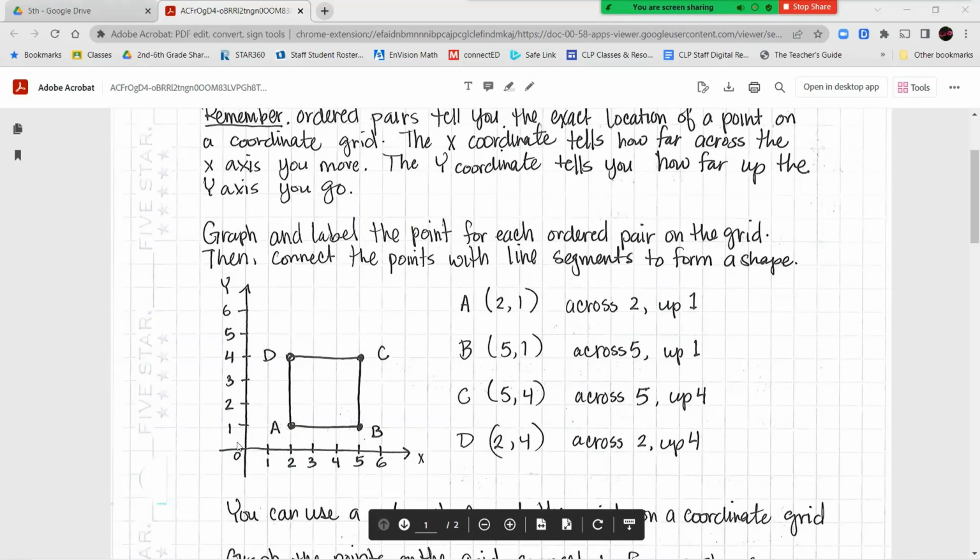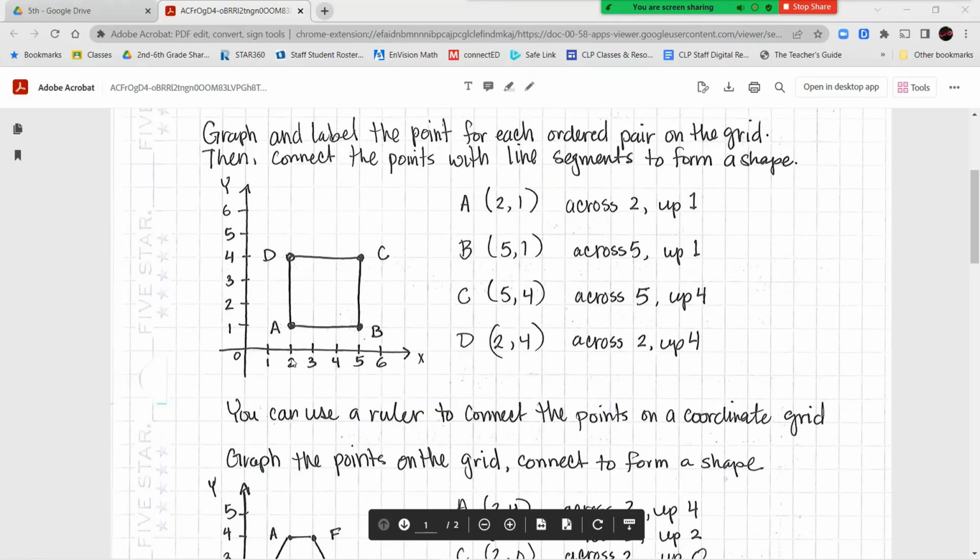Point B was at 5, 1. So I went back to my origin, went across 5 on the x-axis and up 1, and plotted point B. For point C, I went across 5 and up 4, and I plotted point C there. And then for point D, it was located at 2, 4, so I went across 2 and then went up 4 and plotted that point.